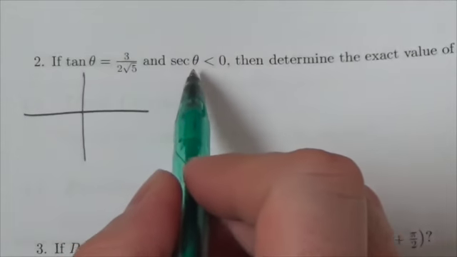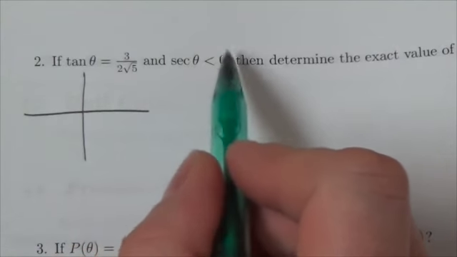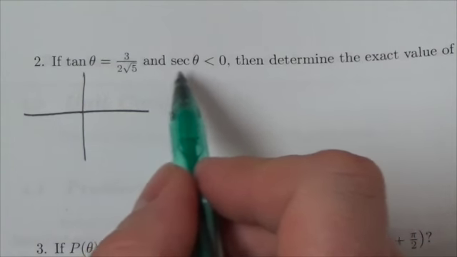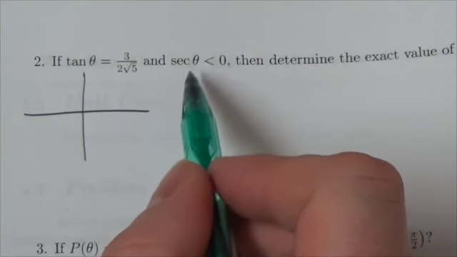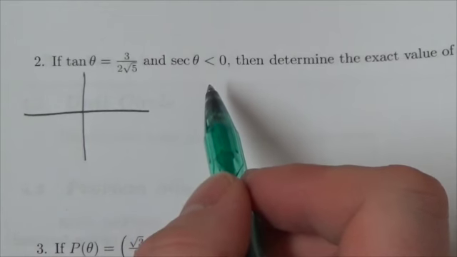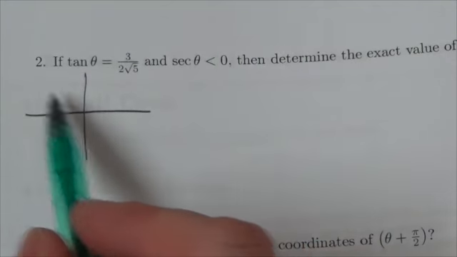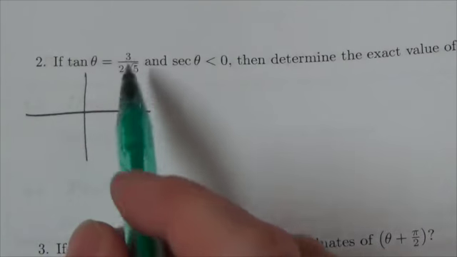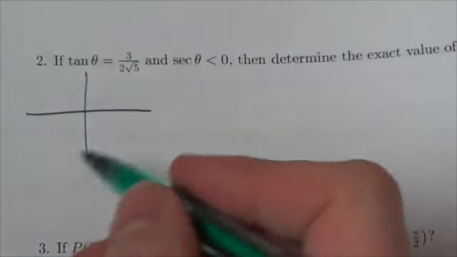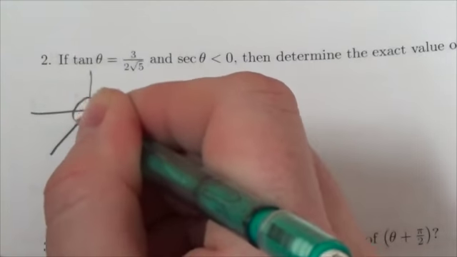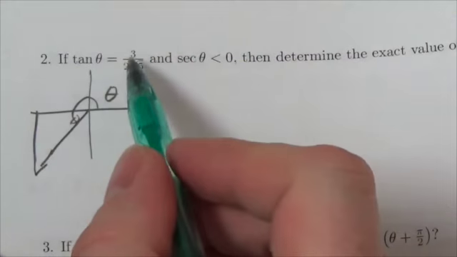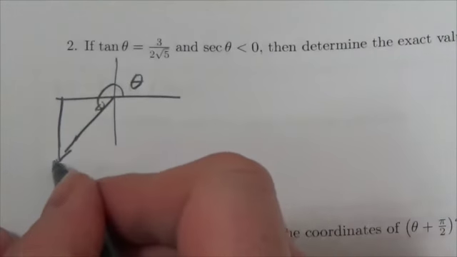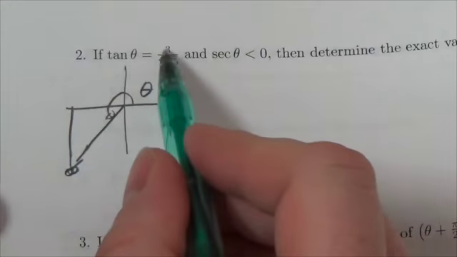Now I'm given that the secant of theta is less than 0. Now what is this telling me? Well, all it's telling me is that secant is negative. Secant is the reciprocal of cosine, so this is essentially the same as telling me that the cosine of that angle is negative. Well, what does that mean? That means I'm talking about either quadrants 2 or 3. Well, based on what I just noticed about tangent, that means this angle here, theta, must be in the third quadrant.